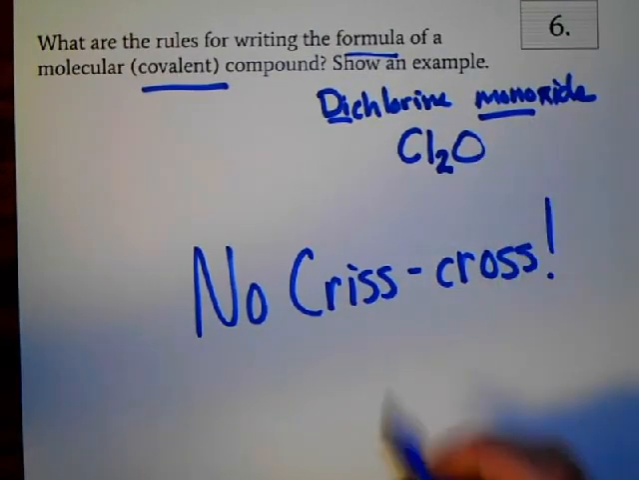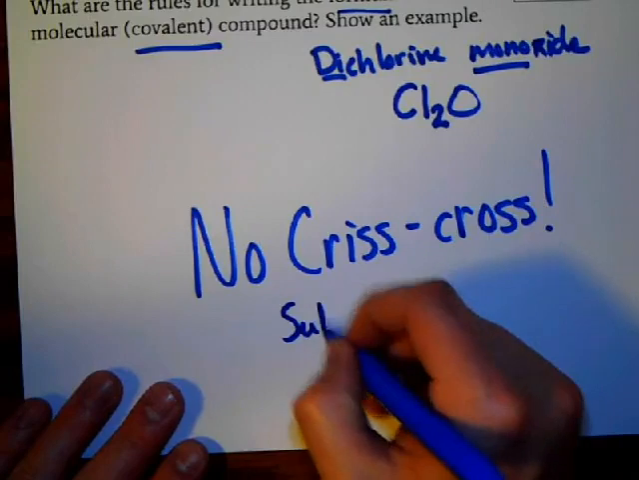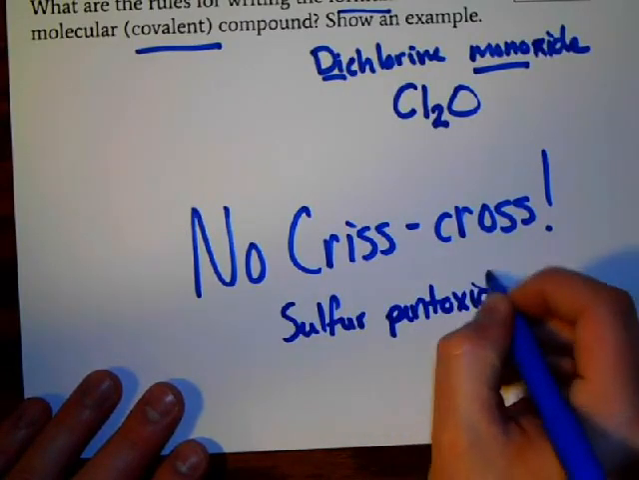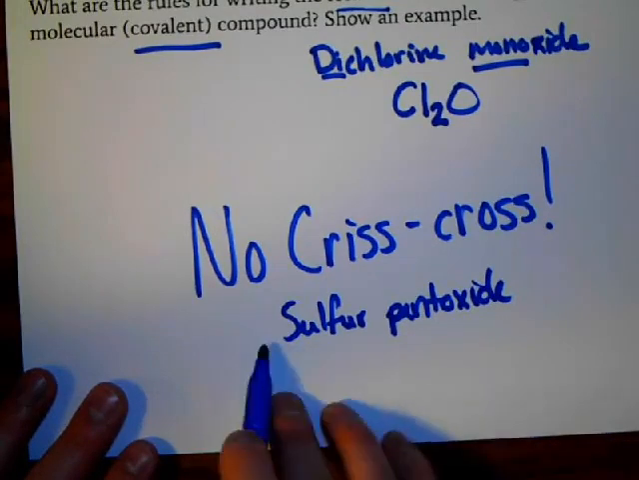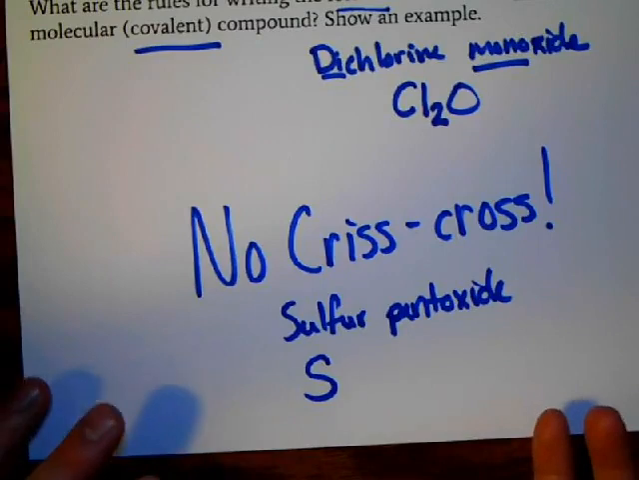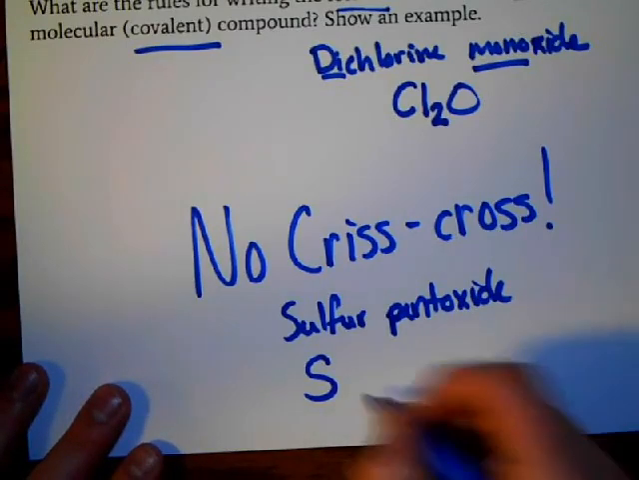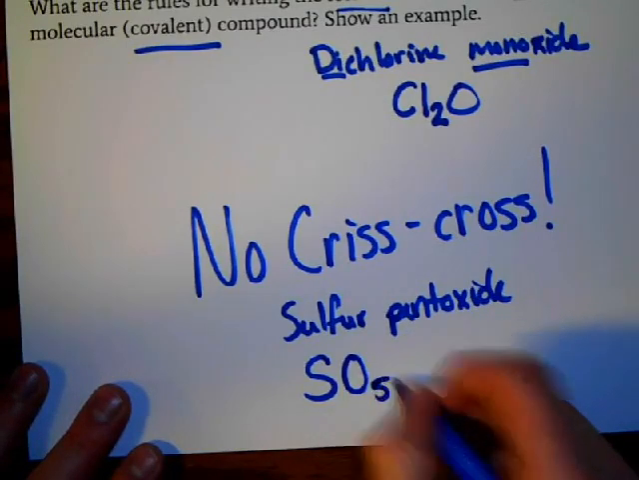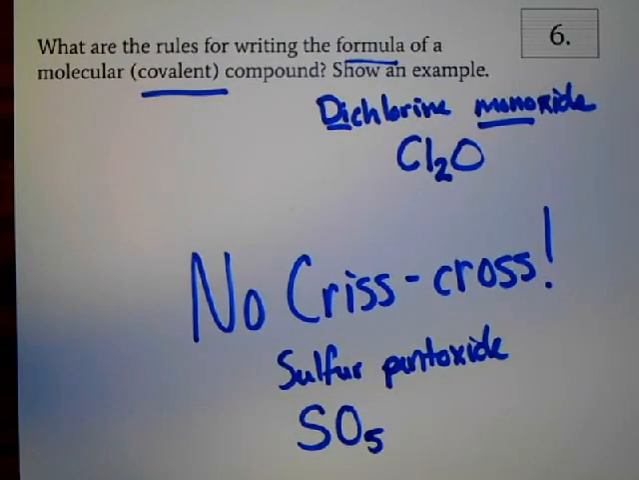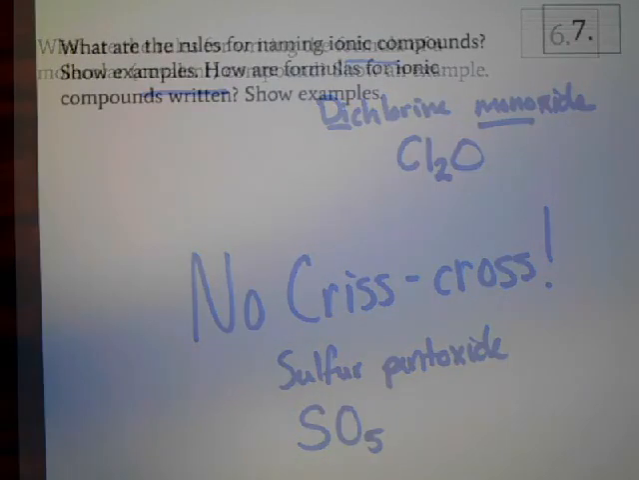So I'll give you one more example here. We'll do sulfur pentoxide. Very simply, if there's no prefix in front of the sulfur, that means there's just one, because we don't use mono at the beginning. Pent means 5, oxide means oxygen, so it'd be SO5. But again, there's no crisscrossing. We just use the prefixes to tell me.